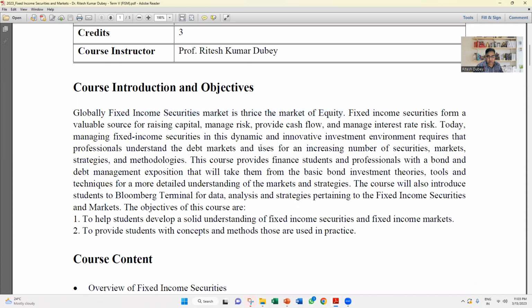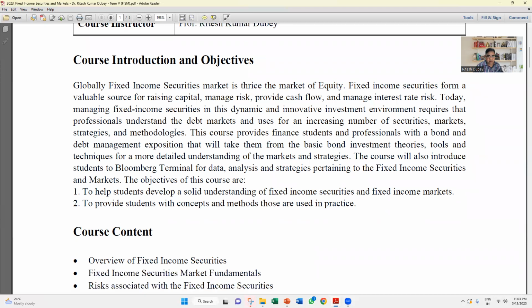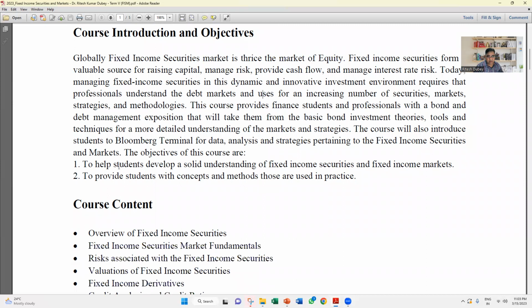So this course is going to highlight some of these understandings about fixed income securities and fixed income markets, and how to manage some of the risks associated with fixed income securities as well. So this is what the course is all about. We will look at two basic facets. We will try to figure out what fixed income securities are, and what kind of market microstructure we have for fixed income securities.